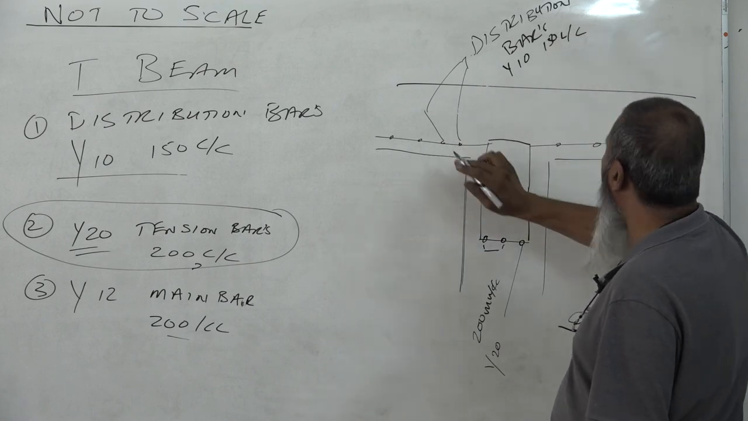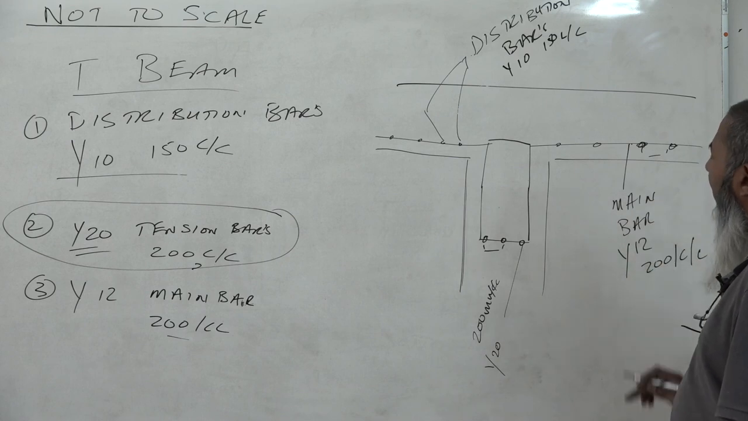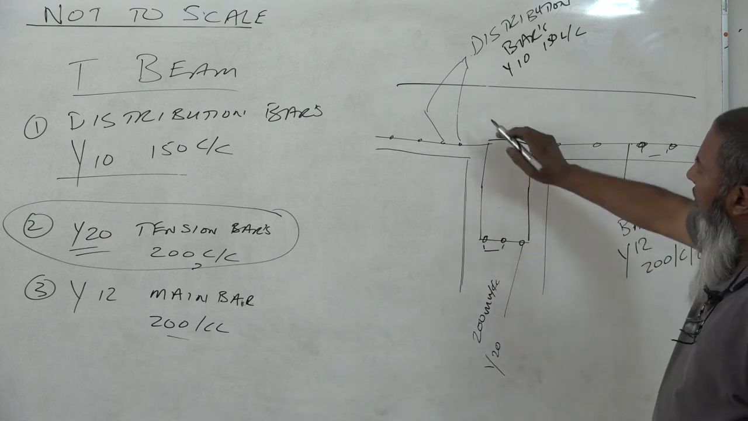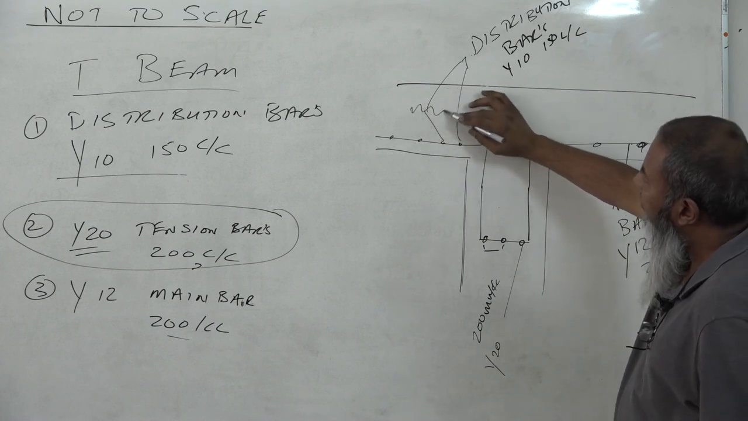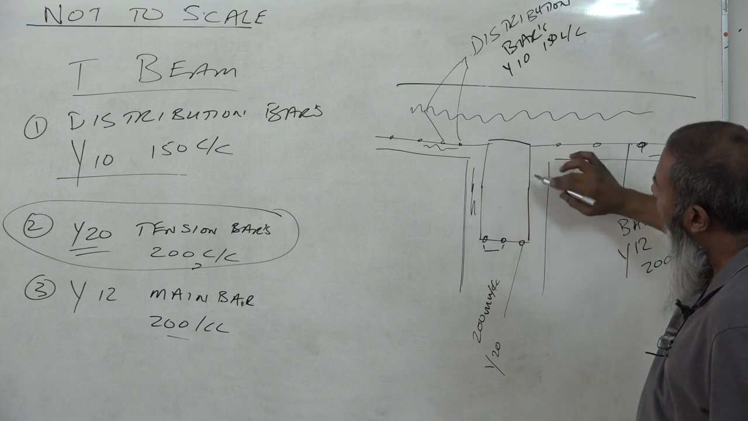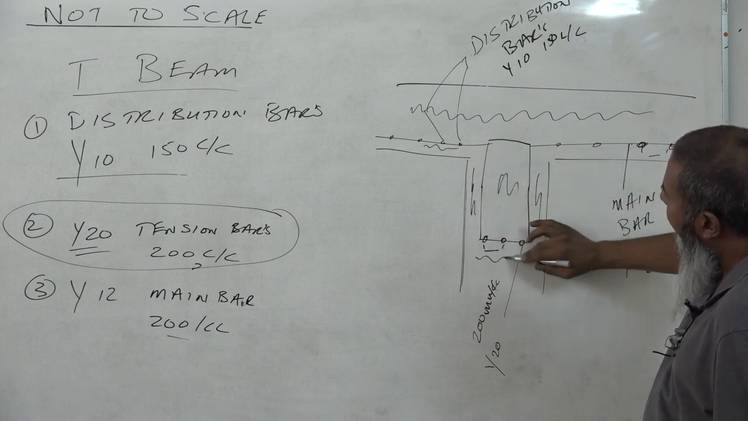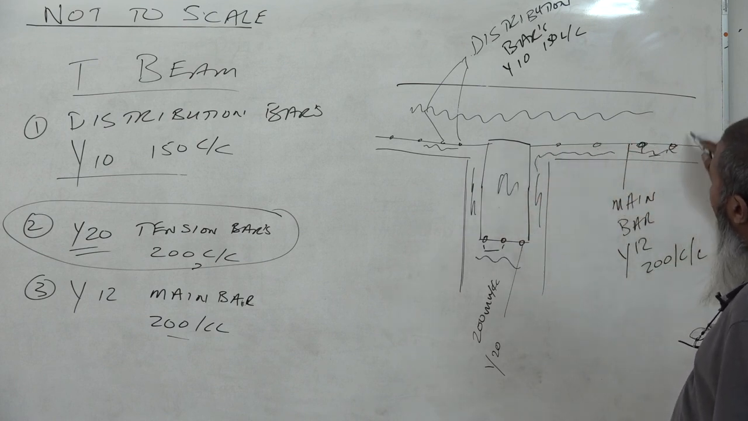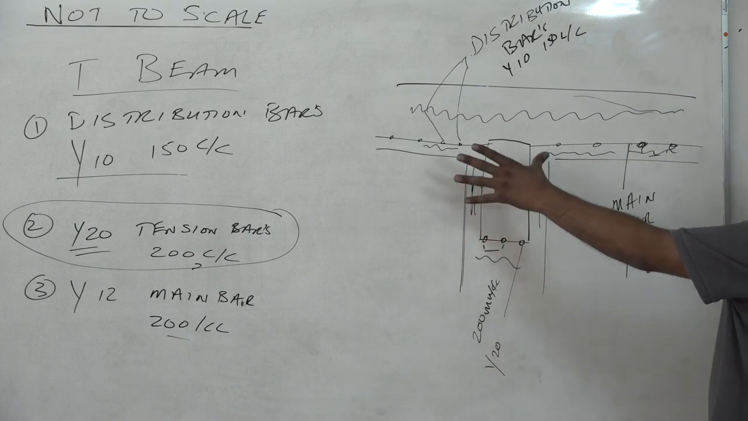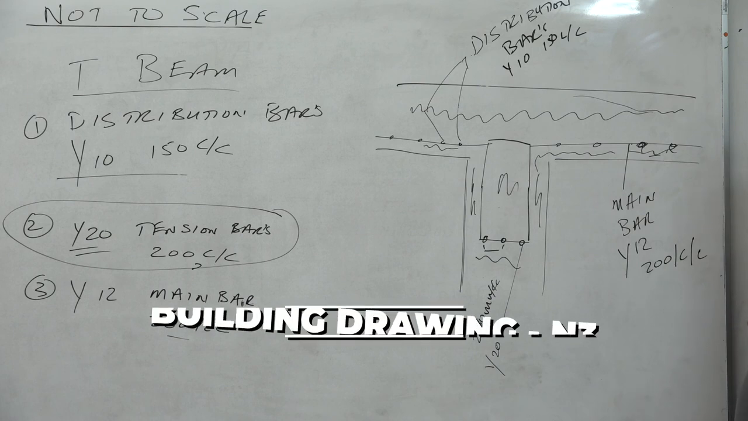So we have our distribution bars center to center, we have our main bars, we have our tension bars here. On this here is what we're placing concrete all over. Concrete goes above, concrete goes below, in between all that. So this whole entire structure is covered with concrete. So that's how our T-beam should look when we finish off with it.